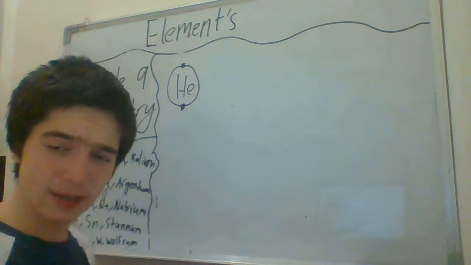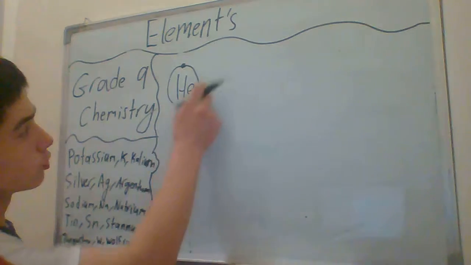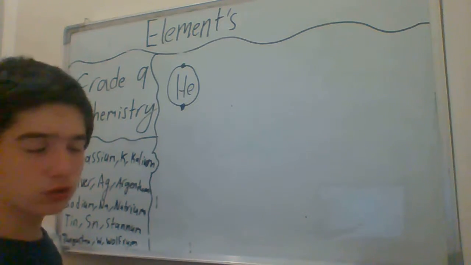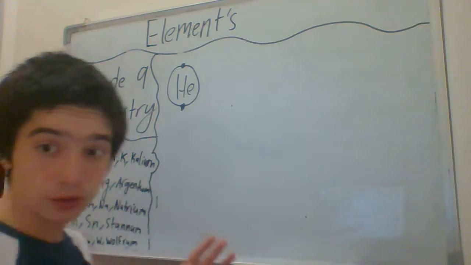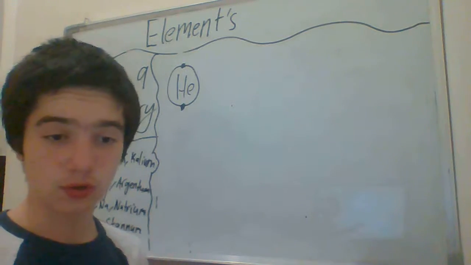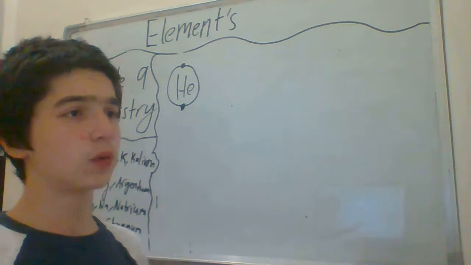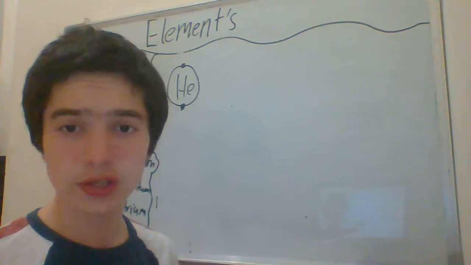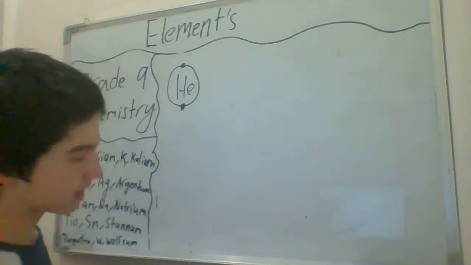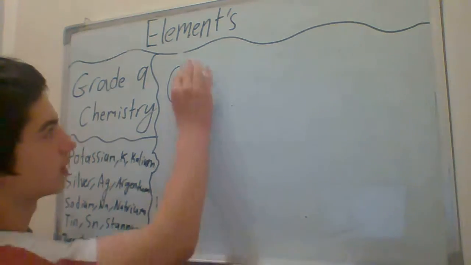Now helium, because it's a noble gas, you're going to have a full octet level. You're going to have the valence shell fully filled with electrons. So what group has full valence electrons? You're right, noble gases. So that's how you identify elements and which group they are in.